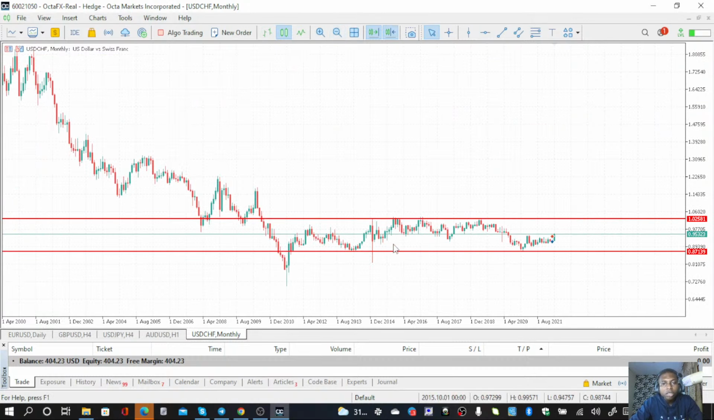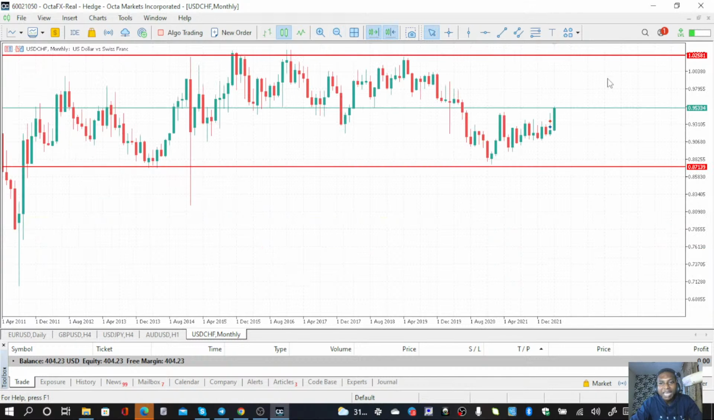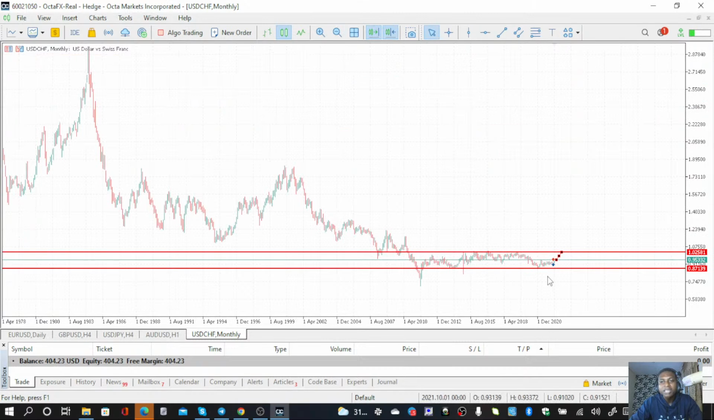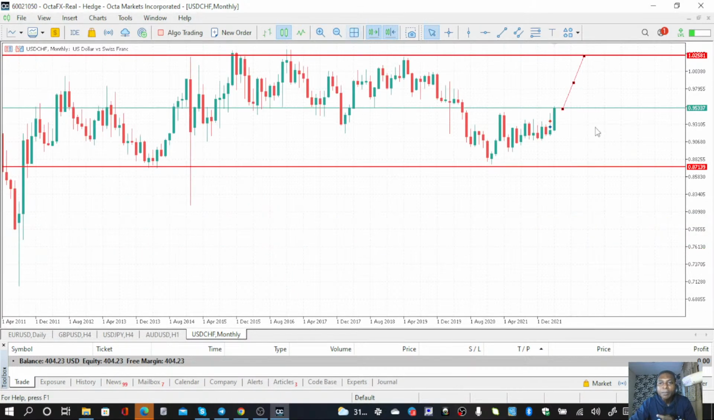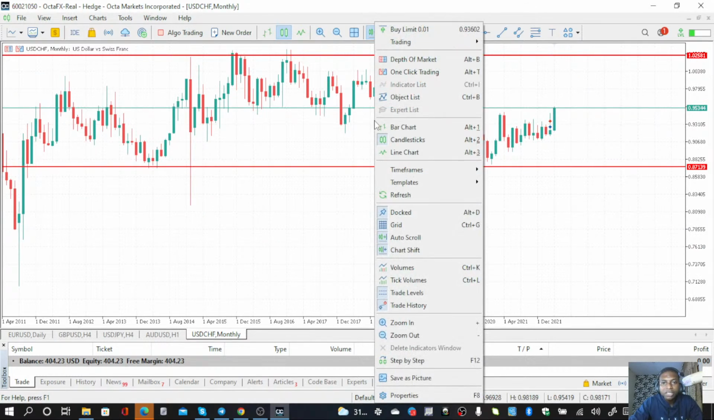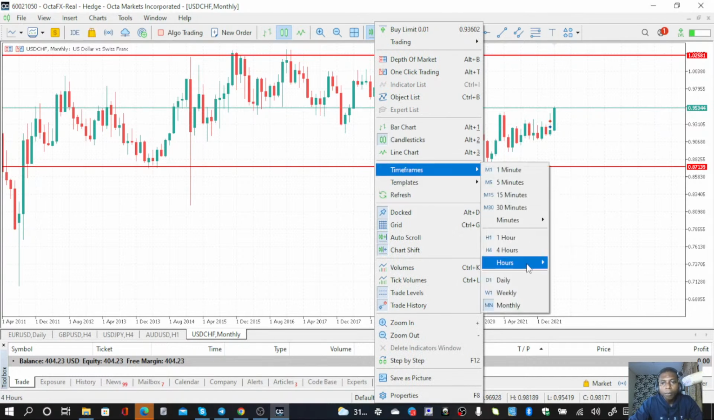So you can see that on the monthly time frame, the USD CHF is in a consolidated market with a potential to the upside, which means the market has the potential to touch this level, if not possibly break out from it. Now, what would make this bullish candle a very good signal for us is this. Let's go to the weekly time frame.